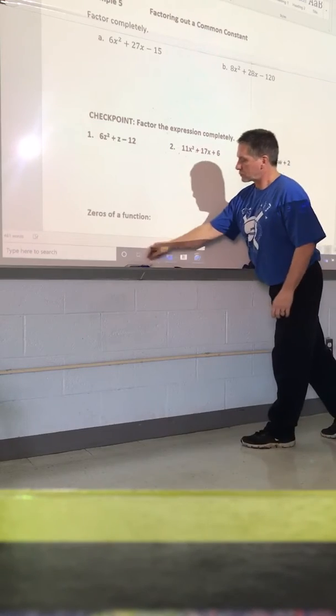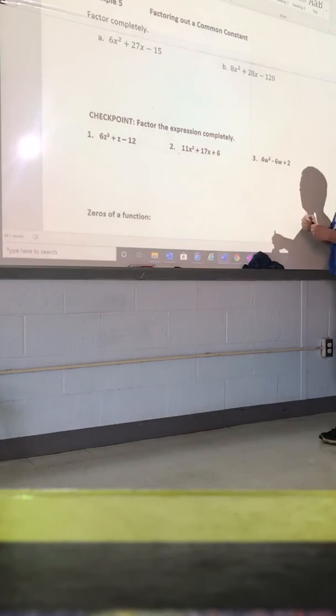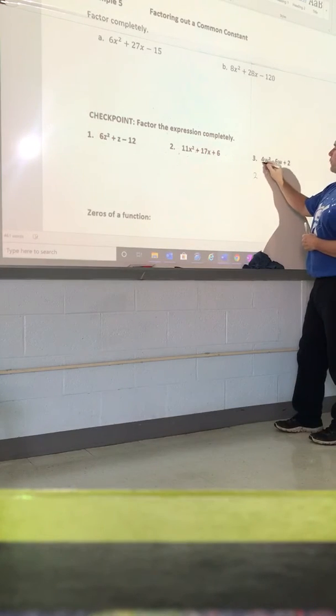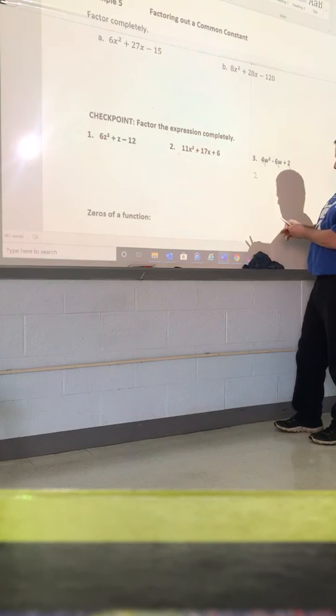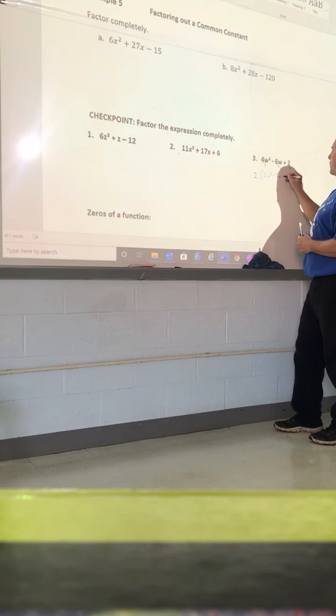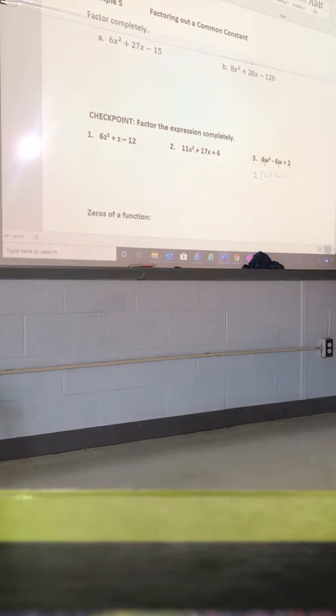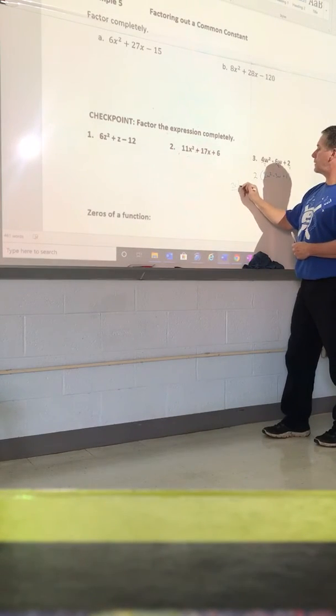All right, so we are going to do that problem. We can factor 2 out of all these. So again, we put the 2 out front, we divide them all by 2, and that's going to leave us with 2w squared minus 3w plus 1. We have a leading coefficient, so we want to write this off to the side.